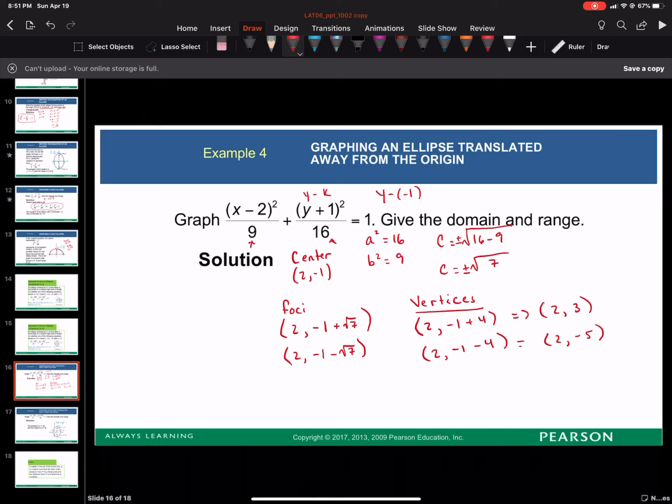So remember, it's k plus or minus a, right? So it's k plus a and k minus a. If you forget that, just go back to your notes before you check it out. Any questions? If you've got any questions, make sure you hit me up on Microsoft Teams as soon as you see your question.